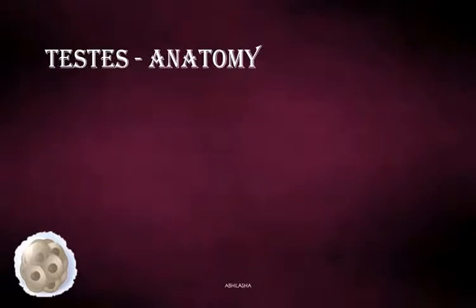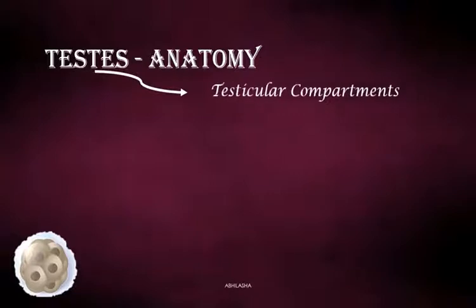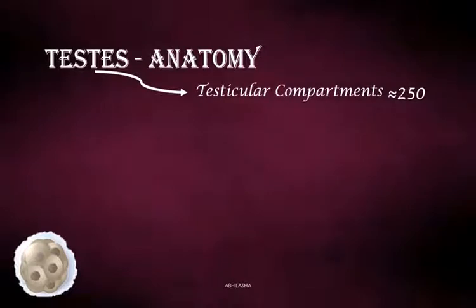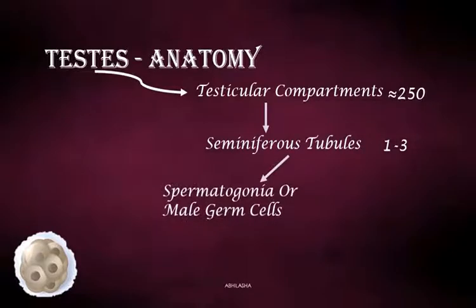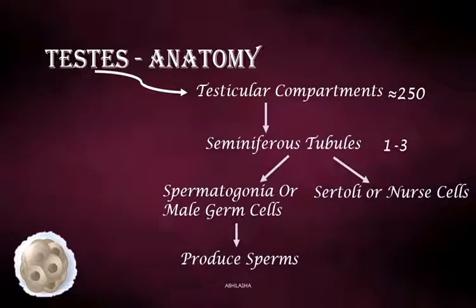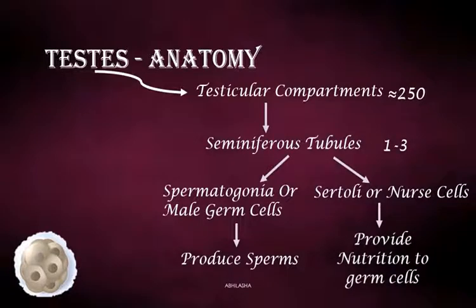Now we just studied that testes have 250 compartments. The sperm forming and the hormone making cells are present inside these testicular compartments. Each of the testicular lobes has 1 to 3 highly coiled seminiferous tubules. These seminiferous tubules produce sperms, that is, they contain spermatogonia, or the male germ cells. They also contain another set of cells known as Sertoli or nurse cells, which provide nutrition to the germ cells.